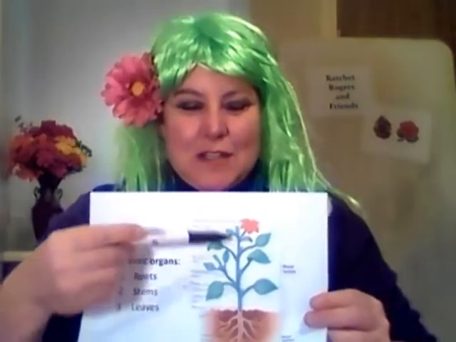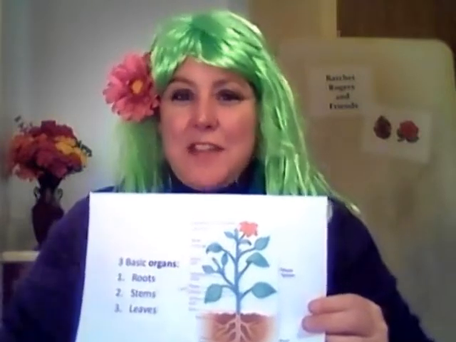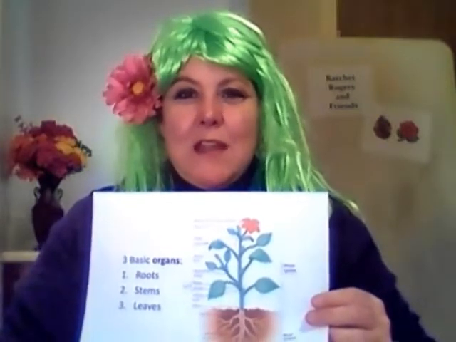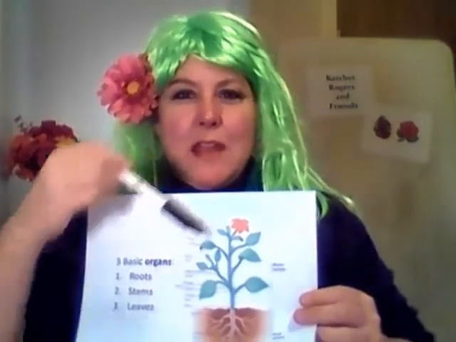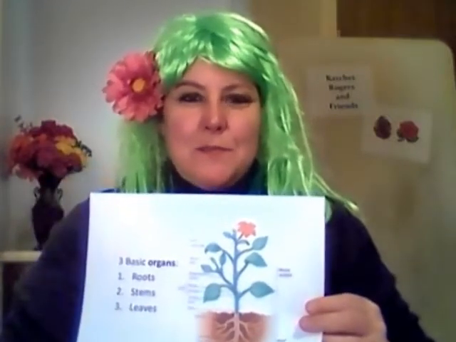The next organ is the stem. That is like the vascular system of the plant. That would be like our arteries and veins. It gets the water going up the plant, and the food and the energy goes down and throughout the plant.